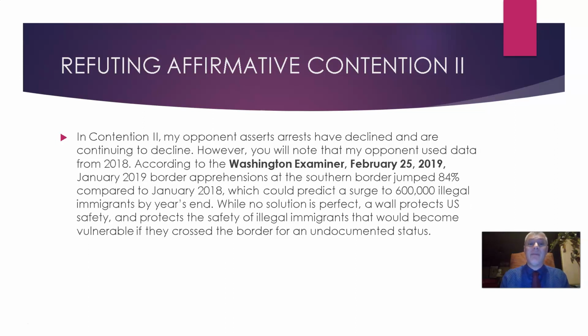In contention 2, my opponent asserts arrests have declined and are continuing to decline. However, you will note that my opponent used data from 2018. According to the Washington Examiner, February 25, 2019, January 2019 border apprehensions at the southern border jumped 84% compared to January 2018, which could predict a surge to 600,000 illegal immigrants by year's end. While no solution is perfect, a wall protects U.S. safety and protects the safety of illegal immigrants that would become vulnerable if they cross the border for an undocumented status.